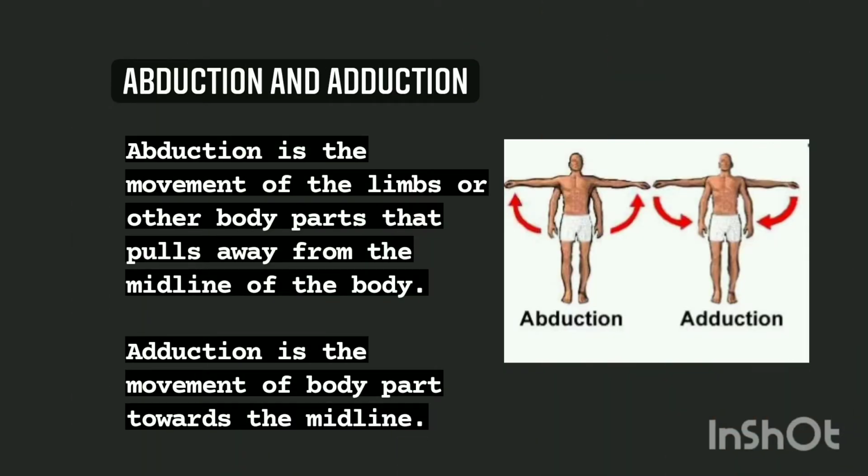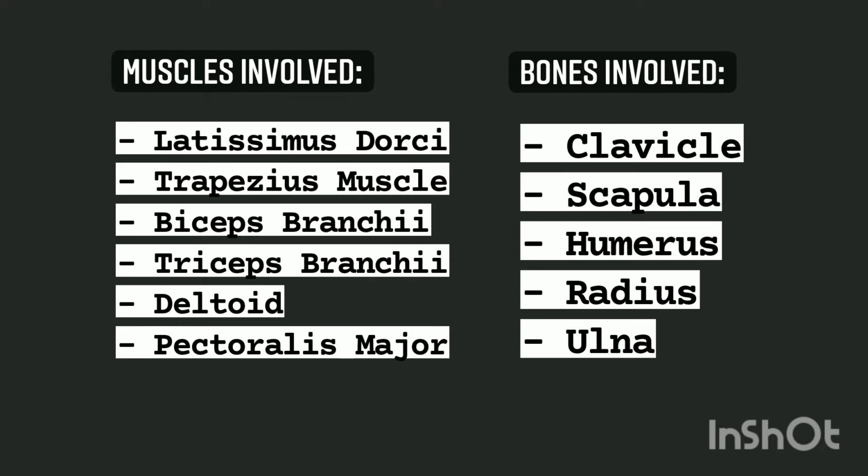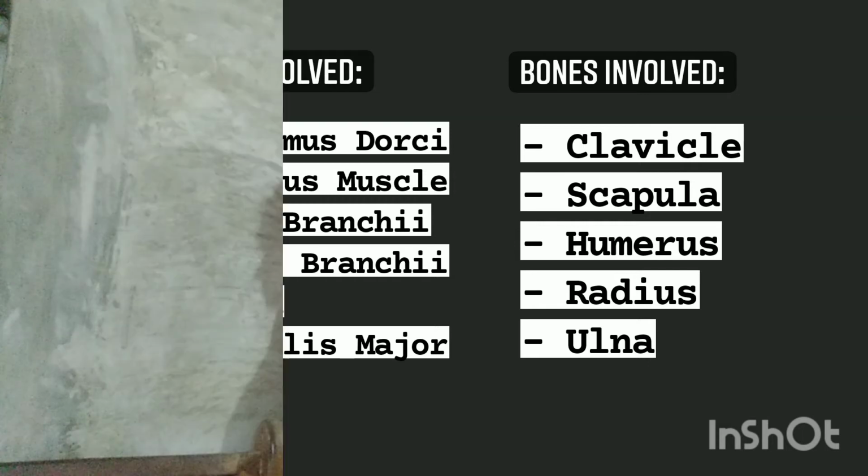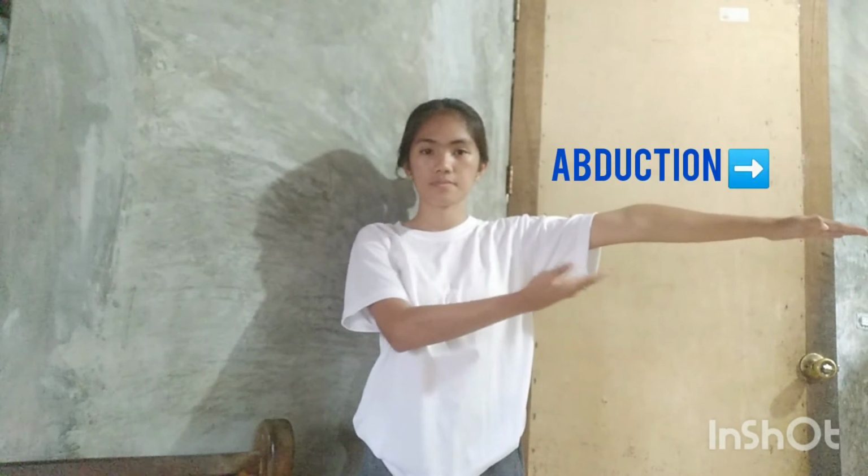Abduction and adduction. Abduction is the movement of the limbs or other body parts that pulls away from the midline of the body, while adduction is the movement of a body part towards the midline. These are the muscles and bones involved in abduction and adduction. Proper execution of abduction and adduction.